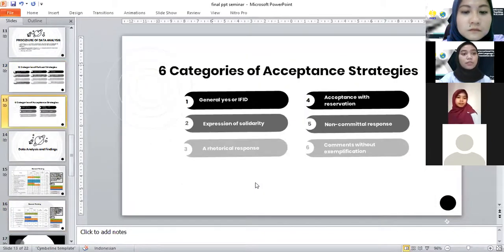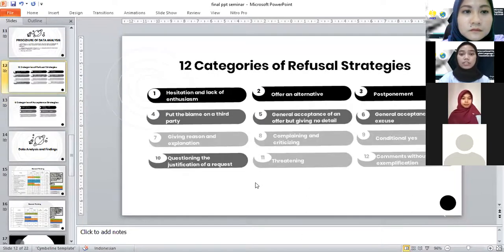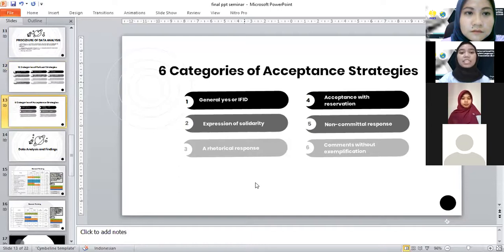So after we know the categories of refusal strategies, we move to the 6 categories of acceptance strategies. The first one is general yes or IFID. Second, expression of solidarity. Third, rhetorical response. Fourth, acceptance with reservation. Fifth, non-committal response. The sixth is comments without exemplification.